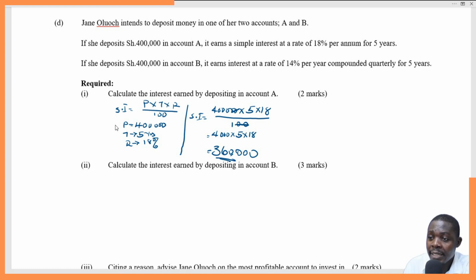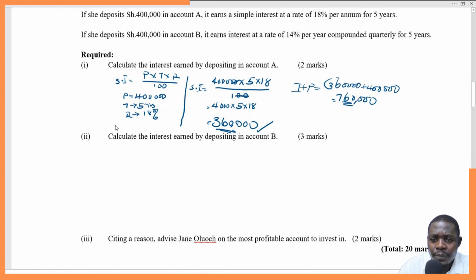Now the total amount, you can just take the interest plus the principal. Interest is 360,000. Principal was 400,000. When you add, you get something closer to 760,000. But the question is just asking, calculate the interest earned. The interest earned is 360,000.